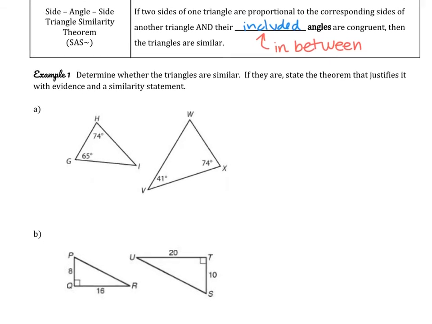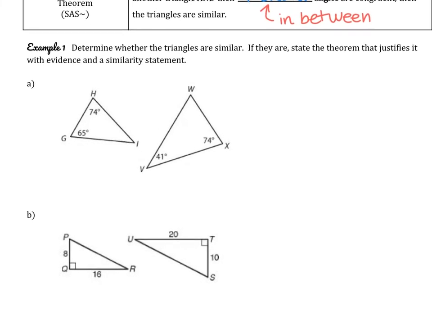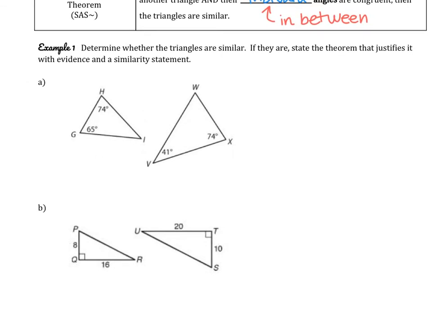Okay, so let's look at some examples. Here we're going to determine whether or not the triangles are similar, and if they are, we're going to state the theorem that justifies it. We're also going to provide some evidence with our statements.